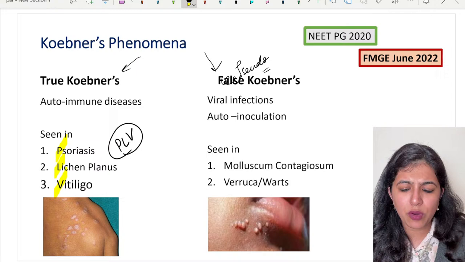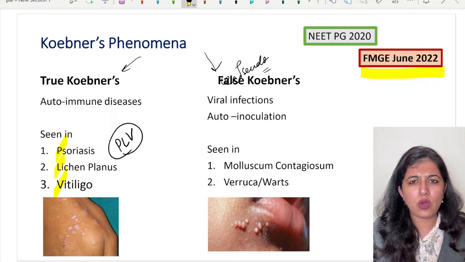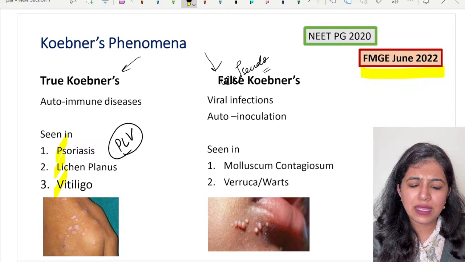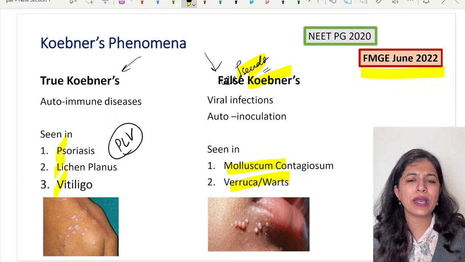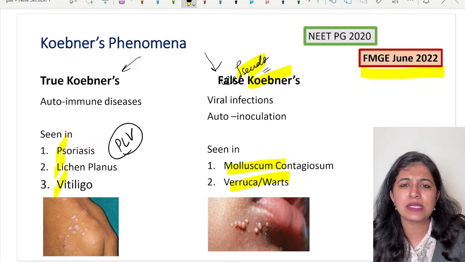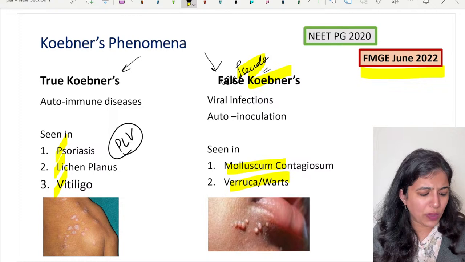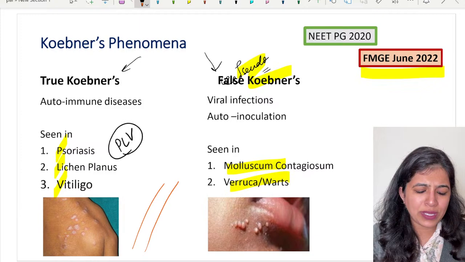Very important. This was the question asked in the June 22 exam. Koebner's phenomenon is seen in all except. So PLV shows Koebner's phenomenon. Then there is another thing which is called as pseudo-Koebner's. This is seen in molluscum and viral warts. It happens because of autoinoculation. So you may see molluscum lesions in a line, you may see warts in a line, but this is pseudo-Koebner's. And when you have psoriasis, in psoriasis we will have red lines with scaling. That is Koebner's phenomenon. Lesions will always be in a line.